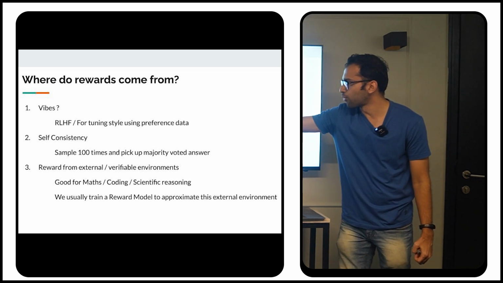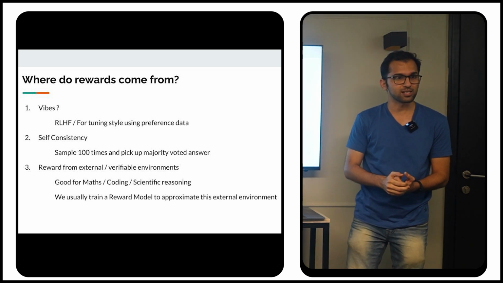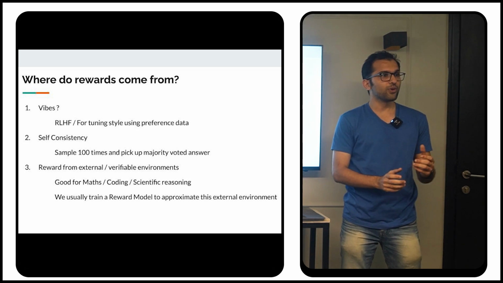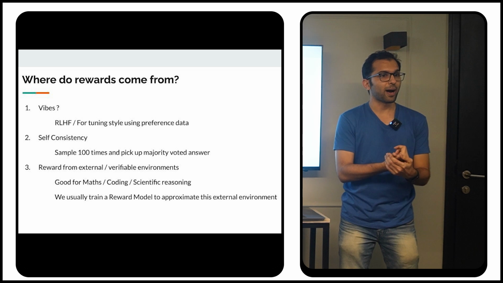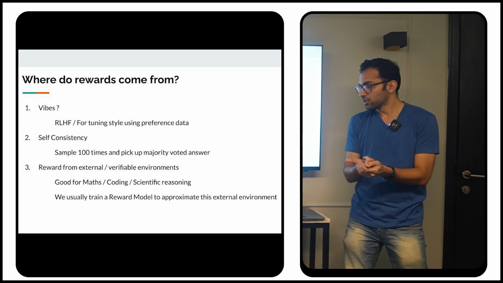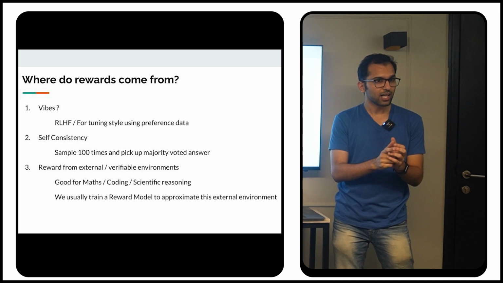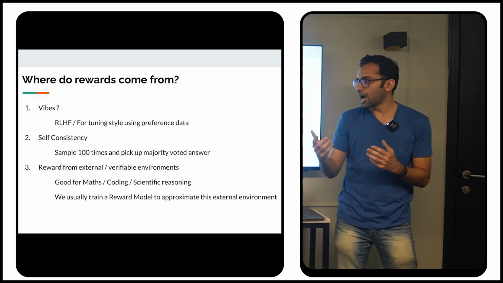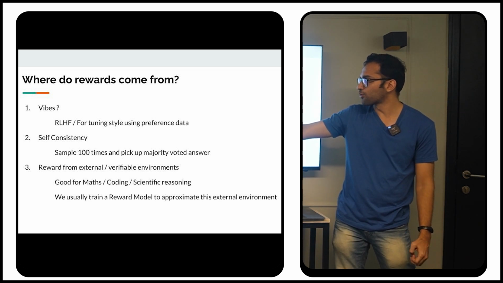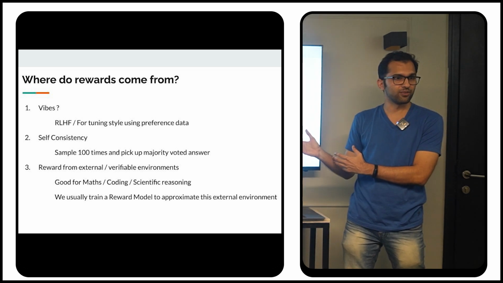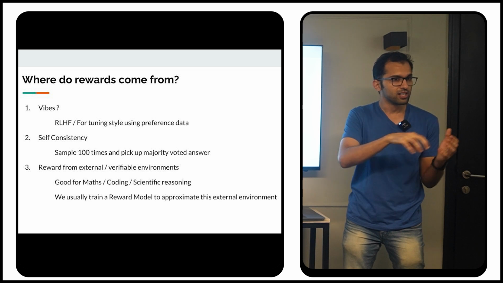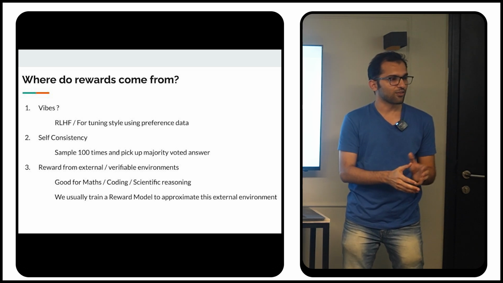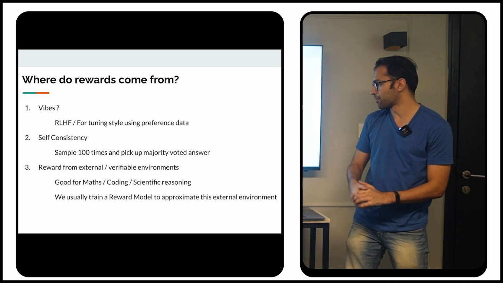And the third is reward from external or verifiable environments, specifically if we have some sort of solver or external verification system, which can be a Python code interpreter or a theorem prover. It can be all of these different things. In those specific cases, rewards from these external and verifiable environments can guide our reasoning process and teach our large language models to do these things in a much better manner.